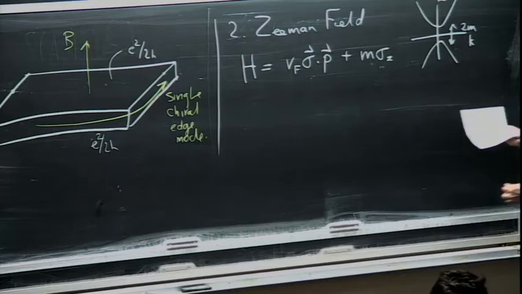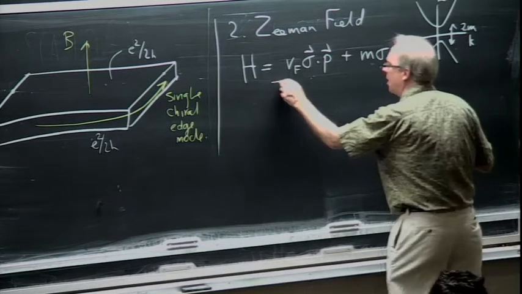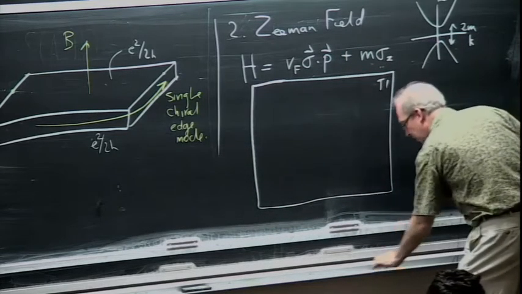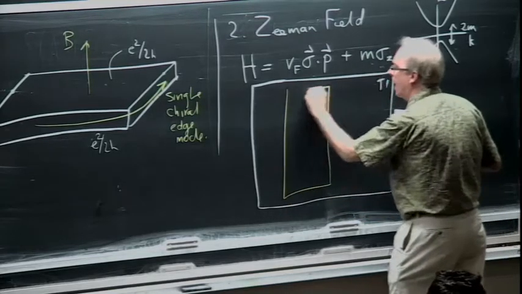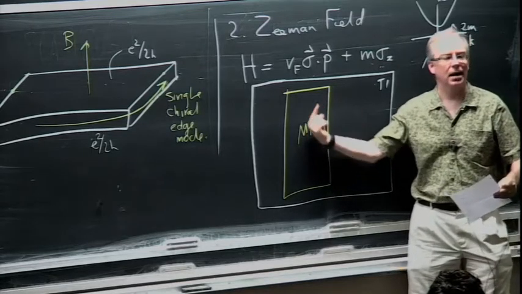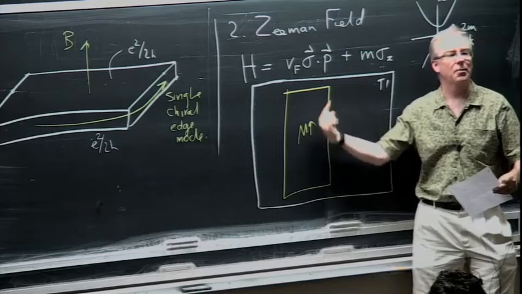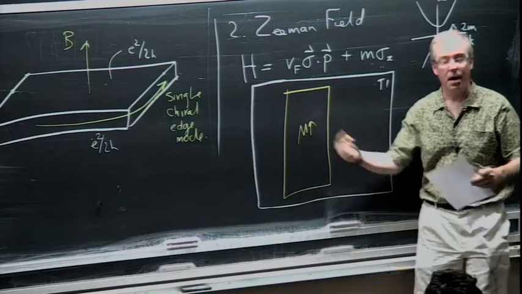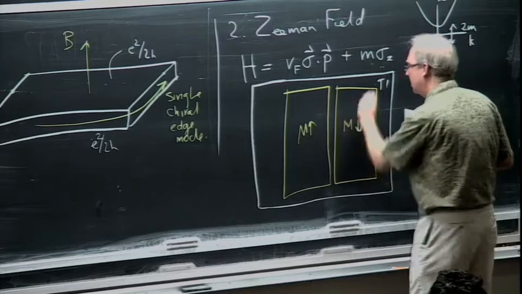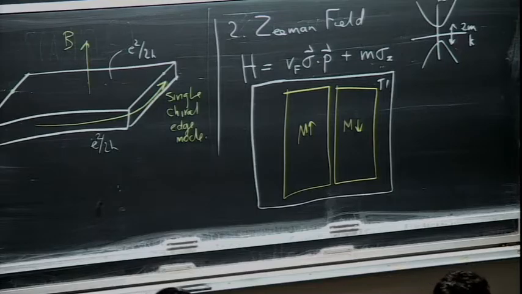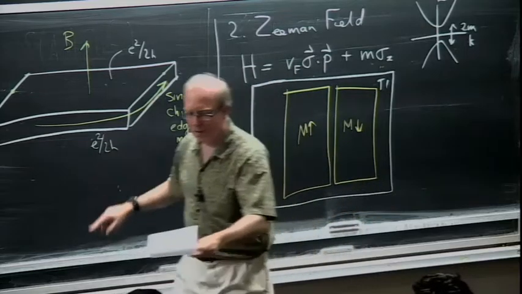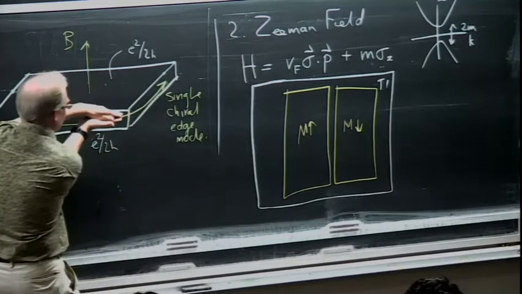The interesting thing you can do then is to imagine working just on the top of my TI. I could imagine making a region where I have a mass from a magnetic material which breaks time reversal in some direction, so it has some magnetization. And then I could put that next to something where I have the opposite magnetization. What this is like is taking this and just unfolding it.